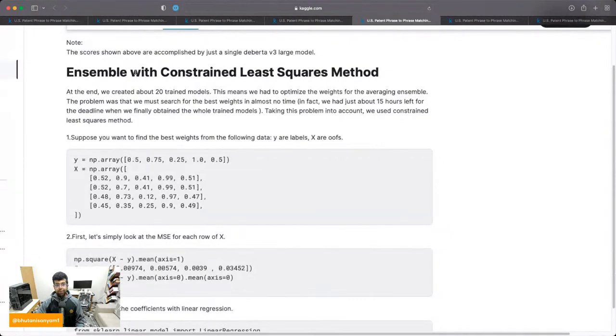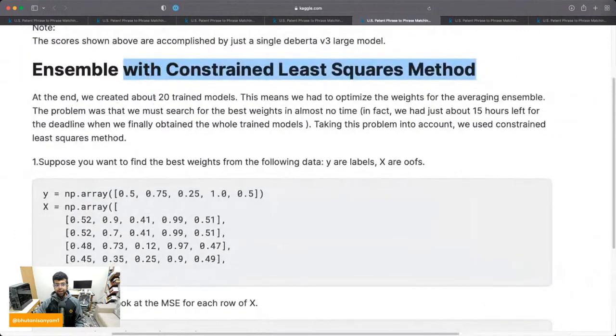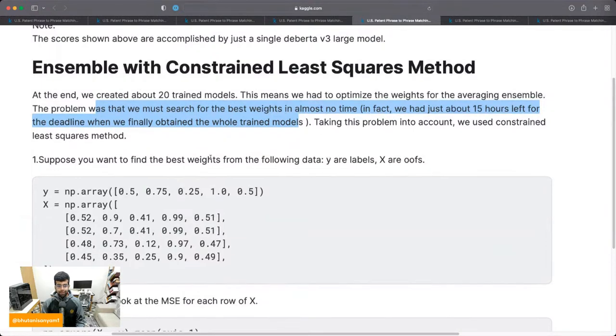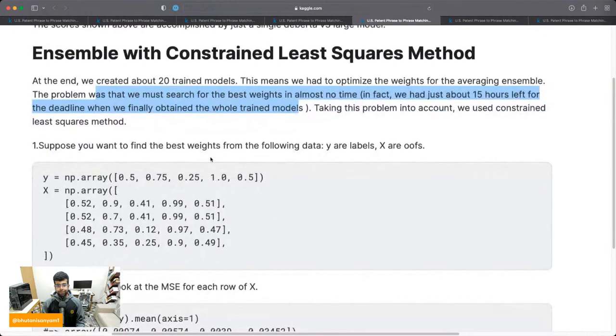Ensembling for them was with the constrained least square method. So they say they created 20 trained models and they had to optimize the weights for the averaging ensemble. This meant they must search for the best weights in almost no time. In fact, they had just about 15 hours left before the deadline. So they used the constrained least square method.